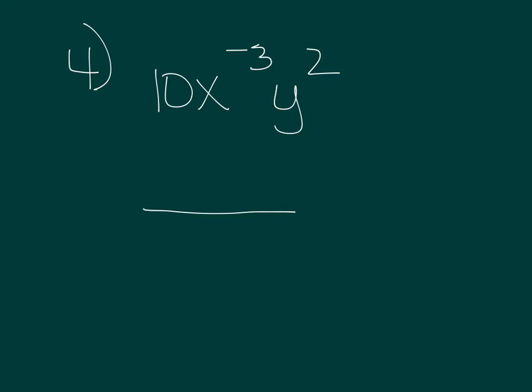All right, now coefficients don't follow the whole switch places if they're negative. They are just normal numbers. So that 10 right now is technically on the top of the fraction, and it's going to stay right where it's at. X to the negative third is going to go to the bottom. And y to the second is going to stay where it's at because it's a positive exponent. So my answer is 10y squared over x cubed.